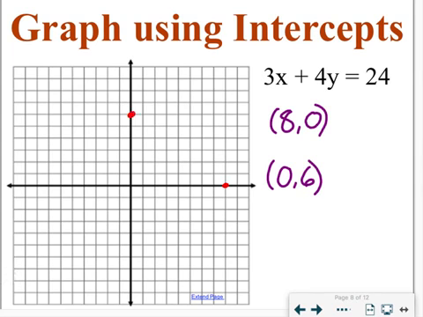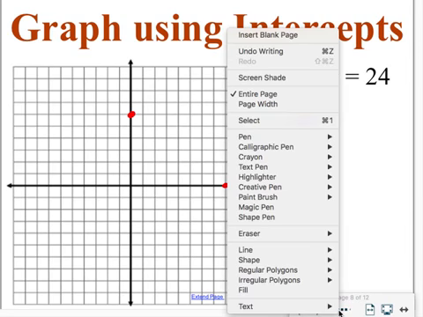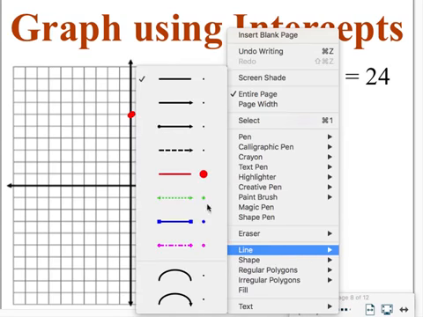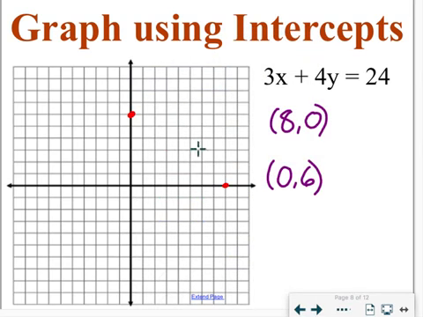Then all you need to do is use some sort of straight edge. I conveniently get to use the line function that they give me on the computer, but you want to make sure that you have a straight line going through both of those points. It should extend all the way through the entirety of the graph, so I don't want to see a line that just looks like this and connects the 2 points. I want you to make sure that it's going all the way from end to end on the graph.